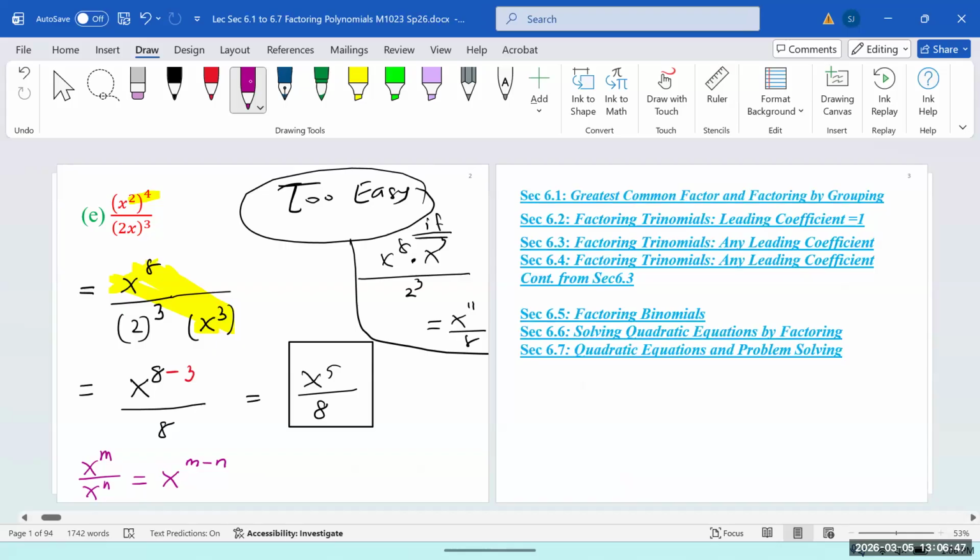And now we are going to go to a very fun chapter, chapter 6. It's fun because all you have to do is factoring. Factor, factor, factor. Any question before we start?